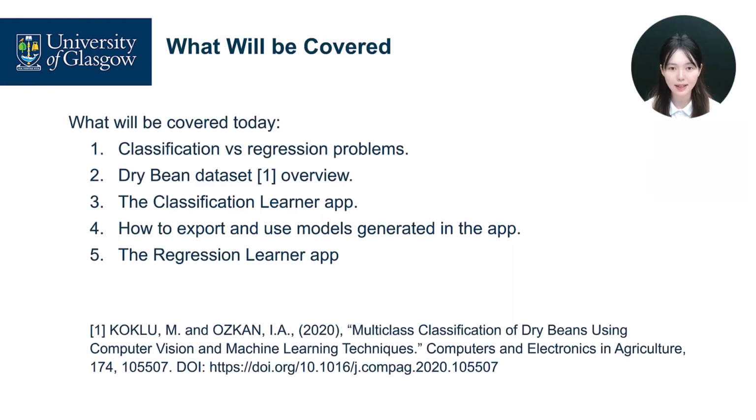Specifically, we will begin by discussing the difference between classification and regression problems, and we'll have a quick look at the dry bin dataset and demonstrate how to load it into MATLAB. In the next video, we'll start using Classification Learner app to train a series of models to tackle a classification problem using the dry bin dataset. Then we'll learn to export the model from the Classification Learner app into the MATLAB workspace to do some further testing. And finally, we will apply the same process using the Regression Learner app.